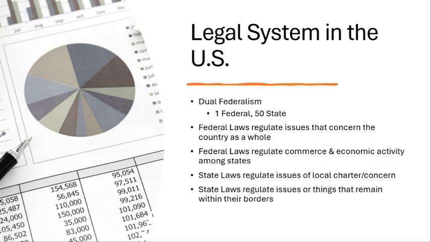So, very briefly, I just want to remind you all the legal system in the United States is a dual federalism system where there is one federal government and 50 individual but equal state governments. And how that works is that there are federal laws that regulate the country as a whole, and then the state laws deal with their own things within their borders. So the state laws can't supersede or go over the federal government, but the federal government doesn't get super involved with what each state does. They just set the rules for the whole country.